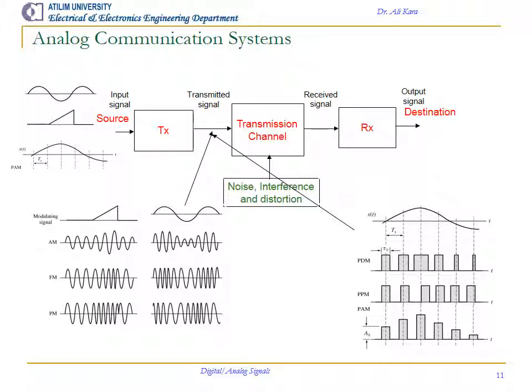The transmitter, also called TX, either uses pulse modulation or continuous wave modulation. And the channel: our transmitted signal undergoes distortion, interference, noise effects, etc. And the receiver, also called RX, takes the signal from the channel and demodulates it so that we can retrieve the message signal that was actually sent.